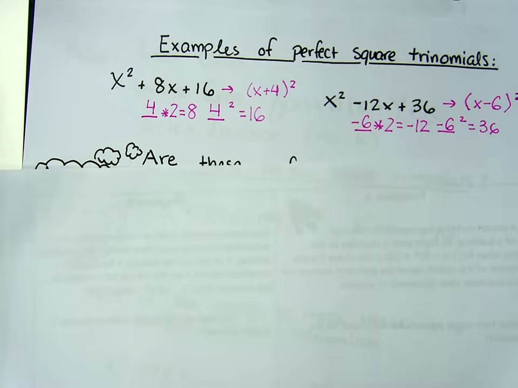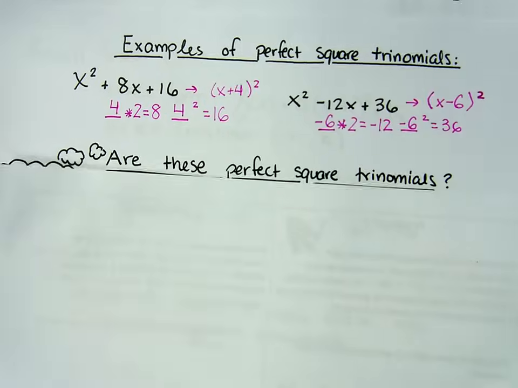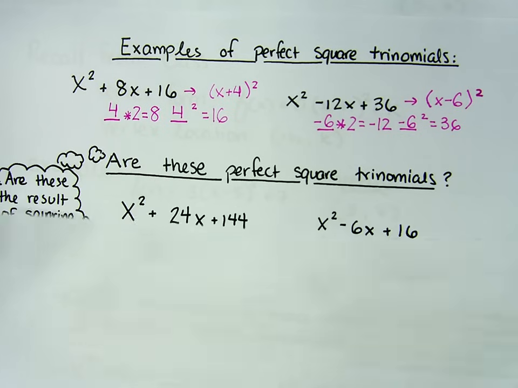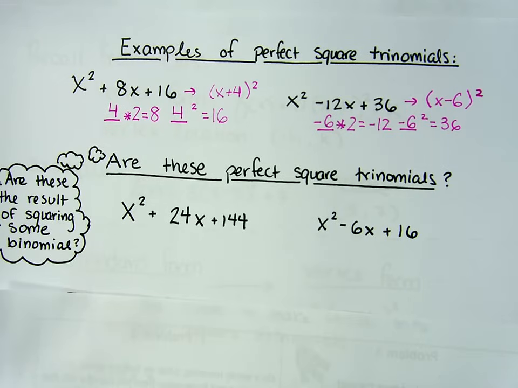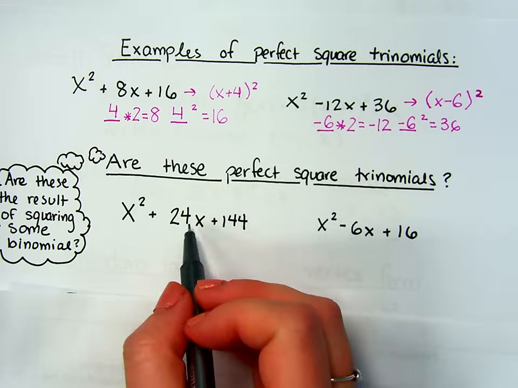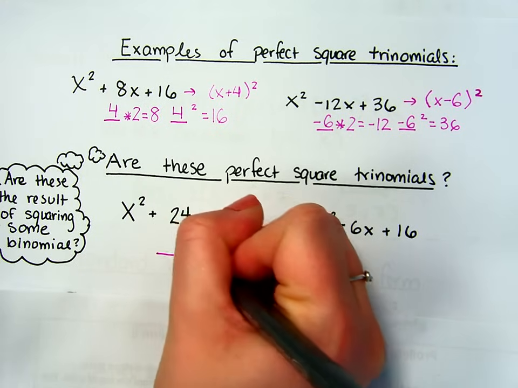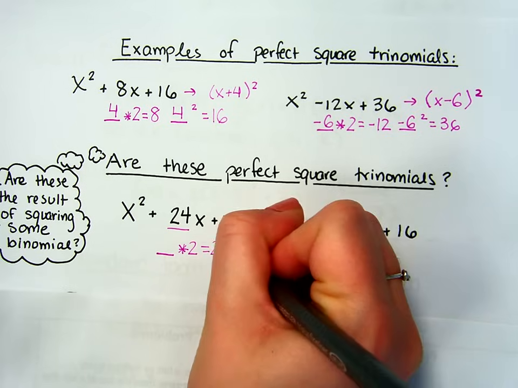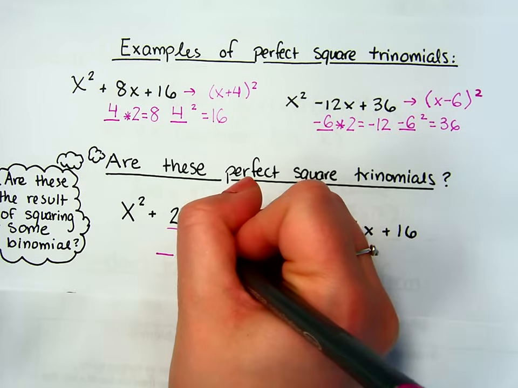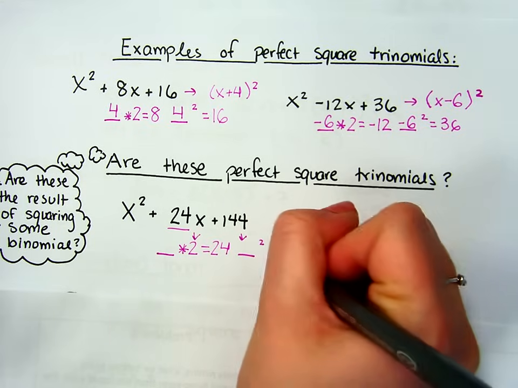Now to determine if something is a perfect square trinomial, we have to see if they're the result of squaring a certain binomial. So to figure that out, you want to see what number times 2 should equal 24. And then if that same number squared can equal 144.